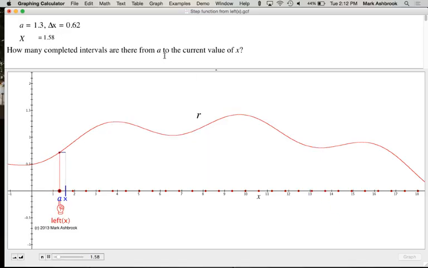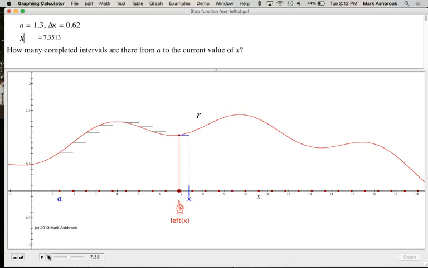So let's pause it here somewhere along the way. Okay, I've paused the generation of the function, and we've got a is 1.3, delta x is 0.62, and the current value of x is 7.3513.